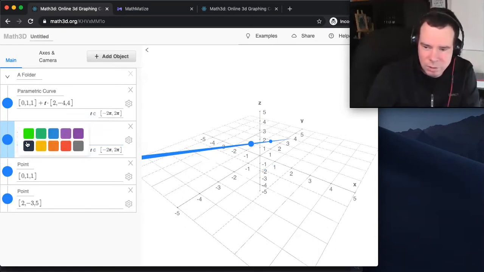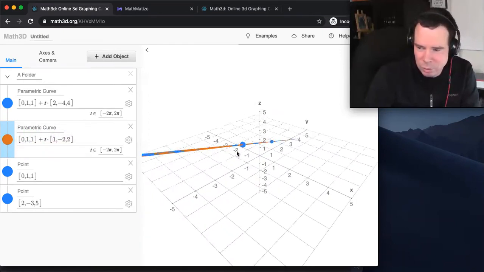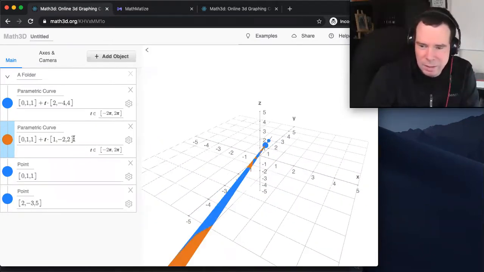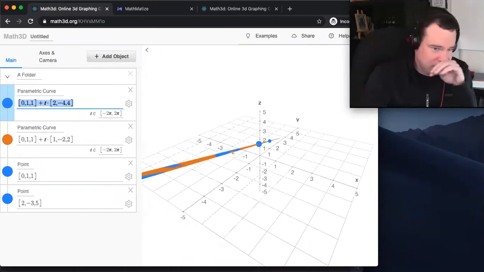I'm going to change this to purple, or maybe I'll change it to an orange, just so we can see that it is the same line. You can see them both there now. They live one on top of another. So this is the same line as this one, just a different parameterization or vector equation for it.